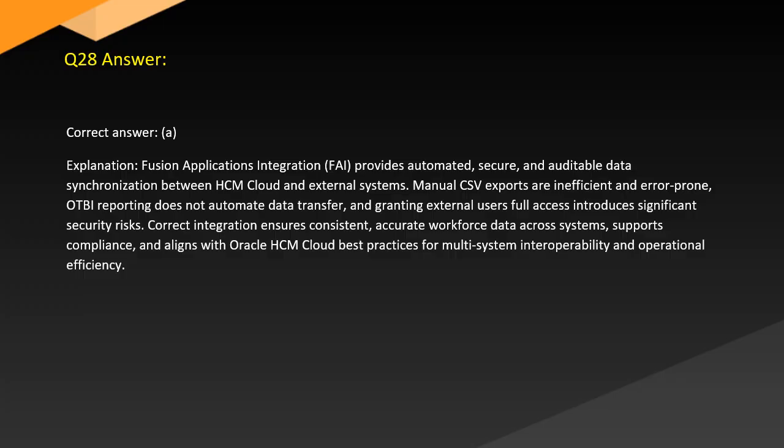Answer. Correct answer: A. Explanation. Fusion Applications integration provides automated, secure, and auditable data synchronization between HCM Cloud and external systems. Manual CSV exports are inefficient and error-prone. BI reporting does not automate data transfer, and granting external users full access introduces significant security risks.